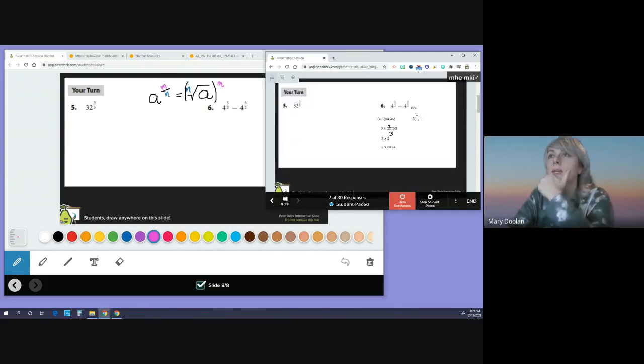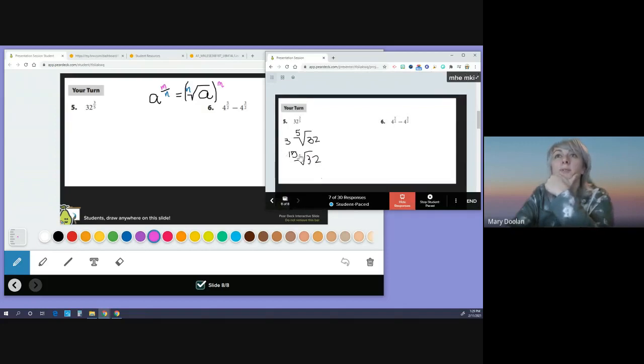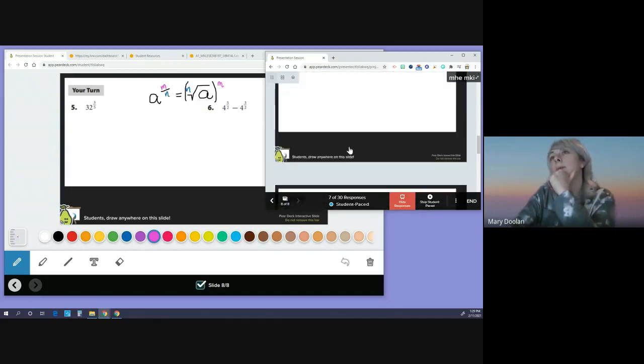This person typed some of it, and it is 24. So it's a little hard to type, I know. It's hard to see the steps, but it is 24. And this person wrote it out this way. That's not what you want to do. That's fine.